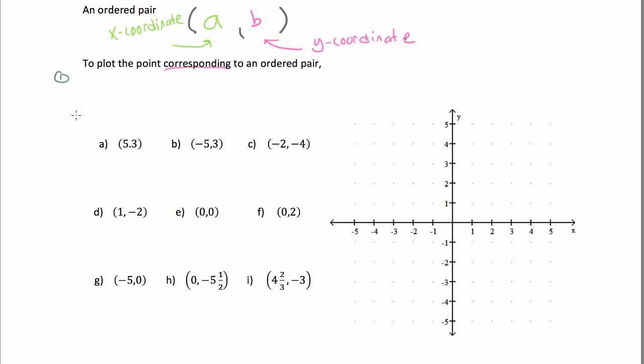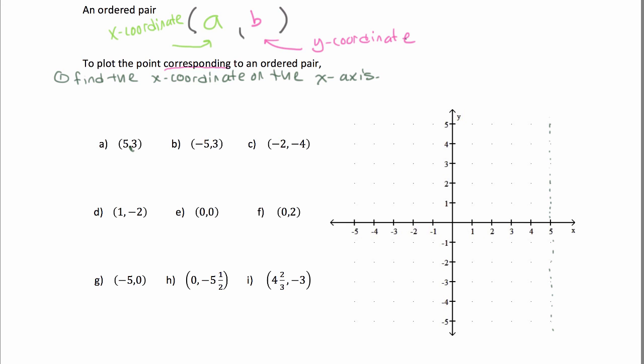So the first step is find the x-coordinate on the x-axis. So for example, let's look at this. This is supposed to be 5, 3. So if I have 5, 3, my x-coordinate is going to line up with this 5. So here's my 5 on the x-axis. I'm just going to draw a vertical line here. So any point on this line has an x-coordinate of 5.